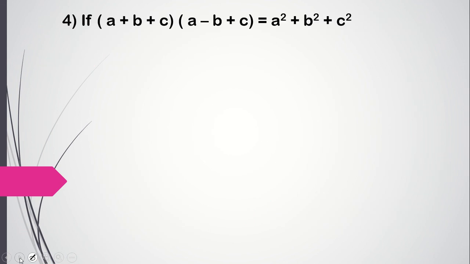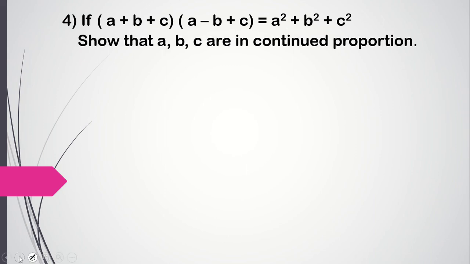Let's proceed to the next sum. If (A plus B plus C) into (A minus B plus C) is equal to A square plus B square plus C square, show that A, B, C are in continued proportion.